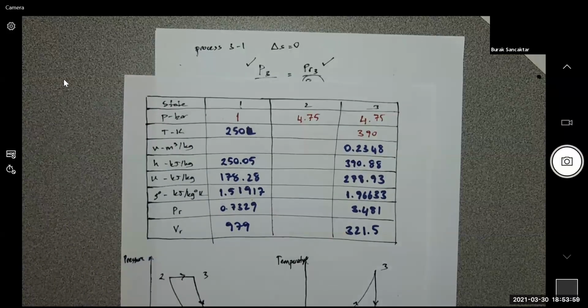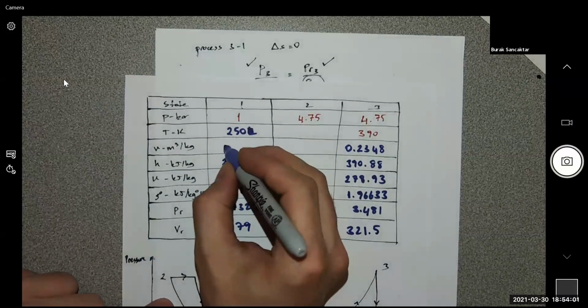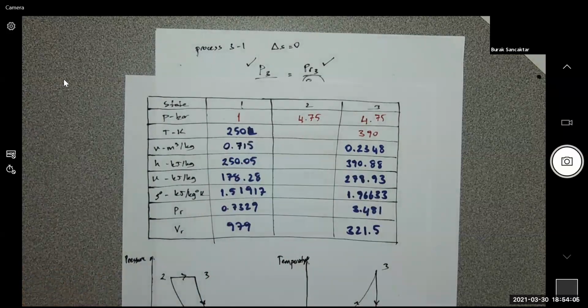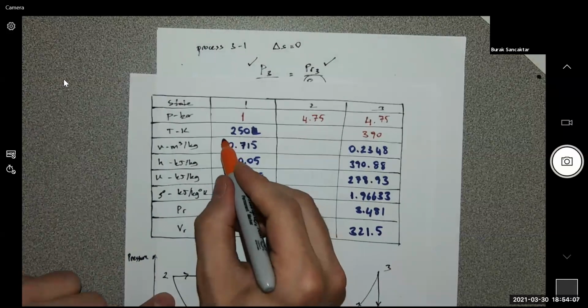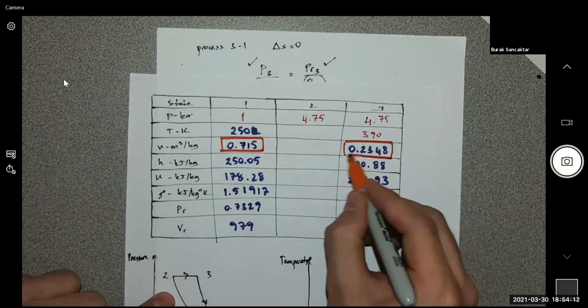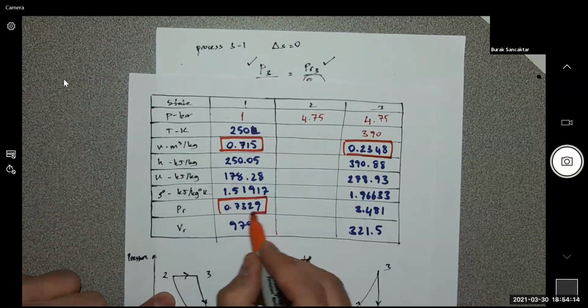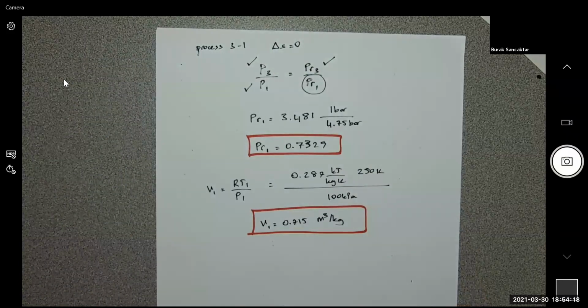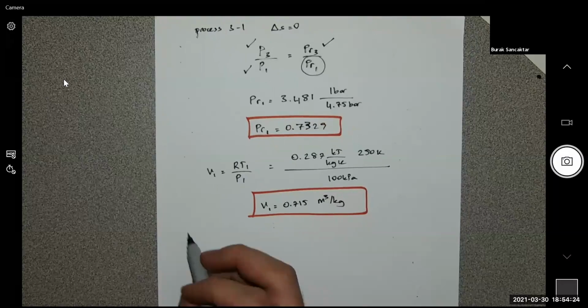And specific volume is 0.715 meter cube per kilogram. Okay.